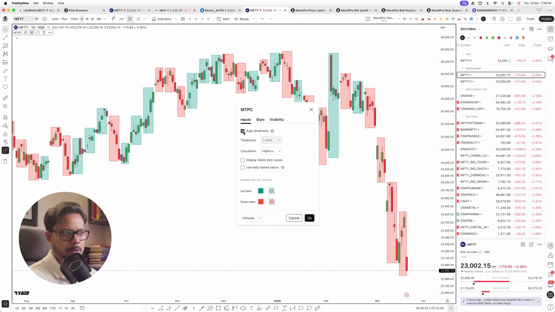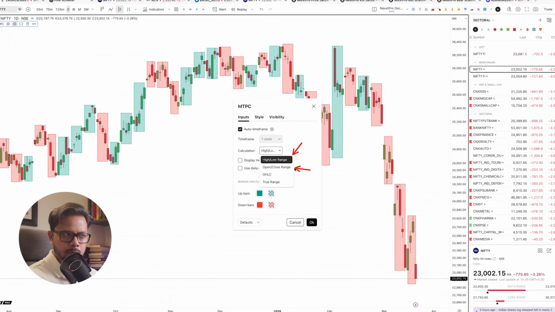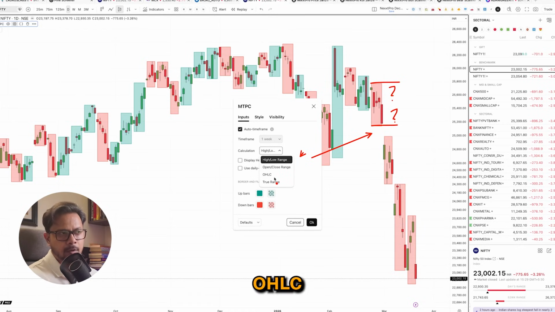For the time being, I'm going to keep it auto, because if I change the time frame, it will adjust automatically. Now this section gives us 4 options: high-low range, open-close range, OHLC, and true range. High-low range, which is plotted over here, as you can see, is just showing us the highest point of the week and the lowest point of the week. It's not telling us where the open is, neither is it showing me where the close is. So if I jump to OHLC, I will be able to see all the 4 price points: open, high, low, close.